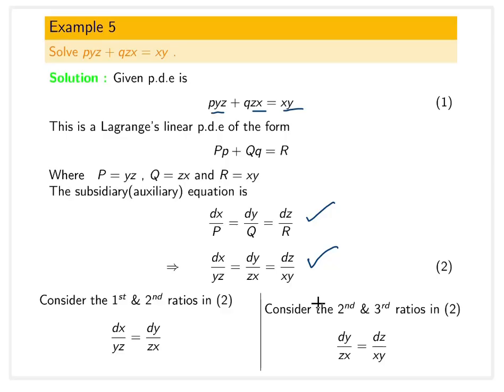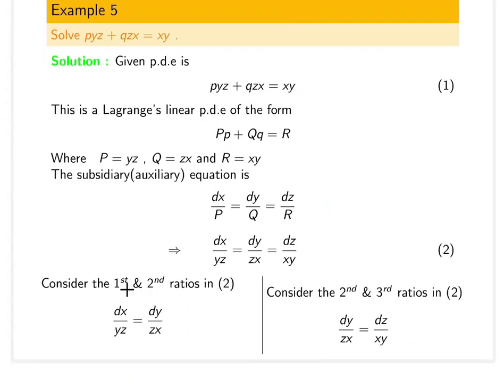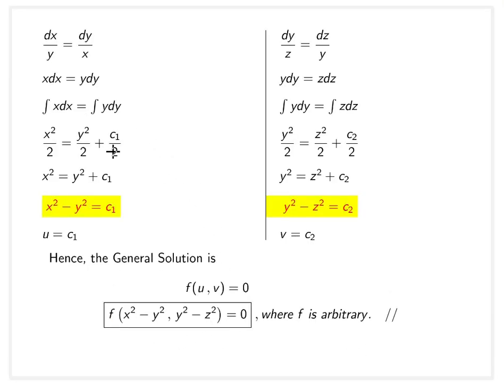We have to consider the ratios: the ratio 1 and 2, and the ratio 2 and 3. Now here I need to separate the variables. Before that, I am able to cancel this z and z, and similarly here x and x get cancelled. Cross multiplying this, we can separate the variables. Now integrating both the sides and simplifying, we get two solutions u and v. Hence the general solution is f of u comma v equal to 0. Replace our u and v, and we get our solution, where f is arbitrary.